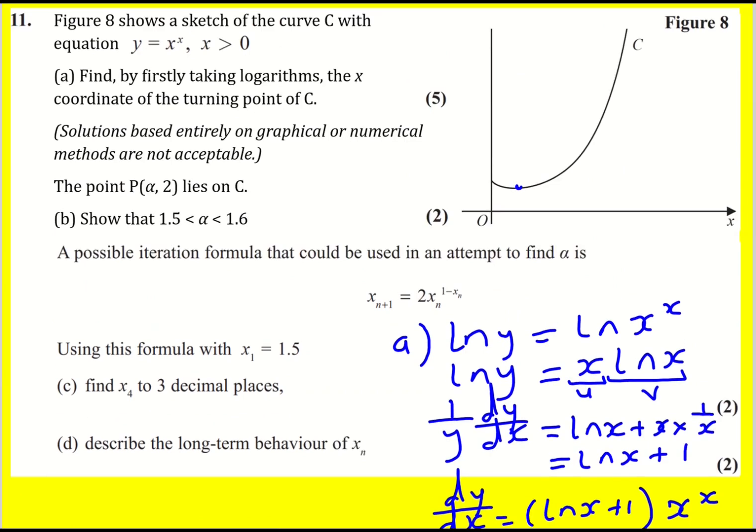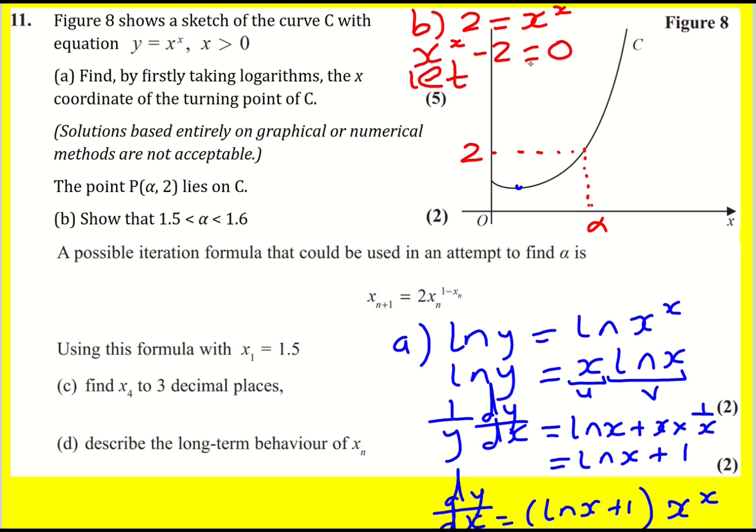In part B, we're told that the point P alpha 2 lies on C. So that is a value of alpha, or value of x, I should say, that's going to give me 2. I'm asked to show that alpha is between 1.5 and 1.6. I'm going to do this up here. This is part B. 2 equals alpha to the power of alpha. Do you know what? I'm going to leave it as x for the moment. 2 equals x to the power of x. So that means I want to solve x to the power of x minus 2 equals 0.